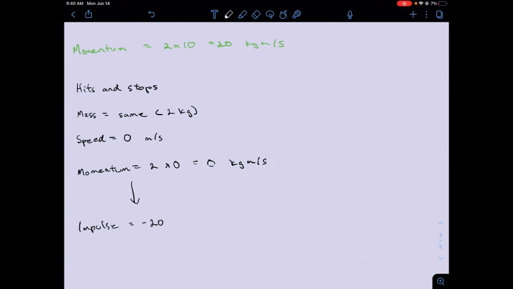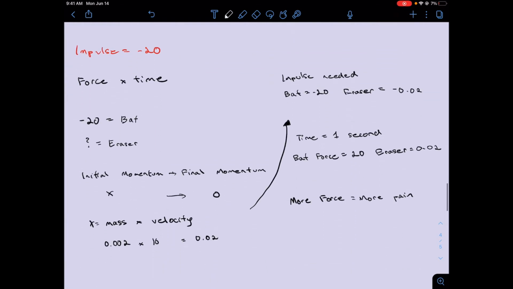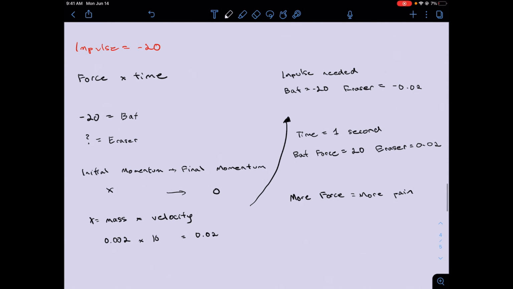When the bat hits you and it stops, the mass is still the same. It's still 2 kilograms, but the speed becomes 0 meters per second. And since the speed became 0, the momentum, which is given by mass times speed, you get 2 times 0, which is 0 kilograms meters per second. So when it hits you, the impulse is negative 20. So for the bat, the impulse was negative 20, which is given by force times time.